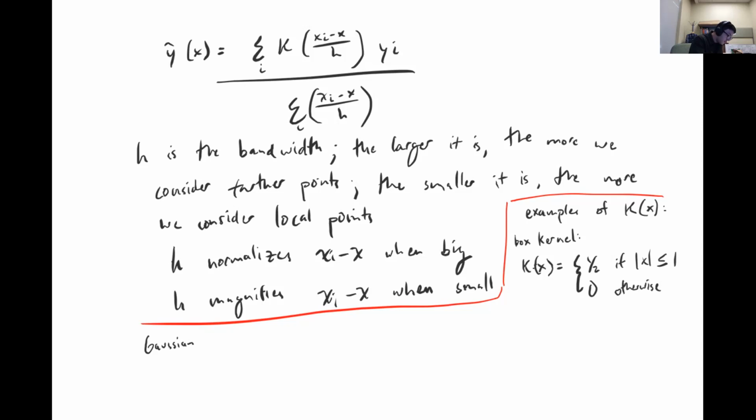So a different type is a Gaussian kernel, and this is where your k of x is equal to 1/√(2 pi) exp of negative x squared divided by 2. So the way this kind of works is that you have a sort of normal distribution, and based on your distance, the weights are going to be essentially shaped like a Gaussian distribution.